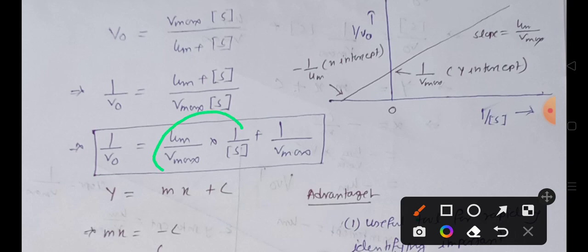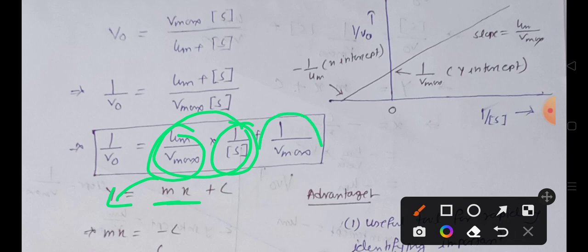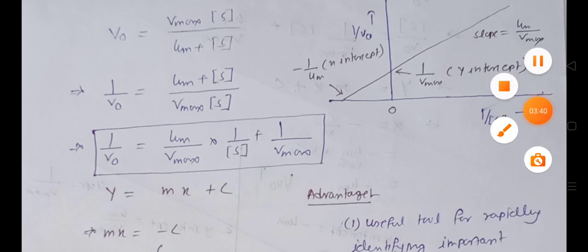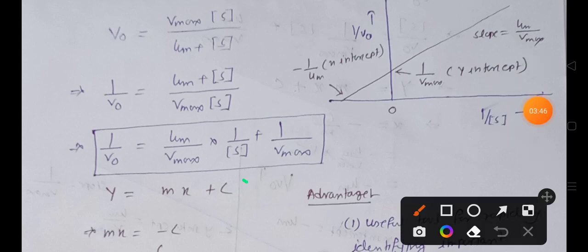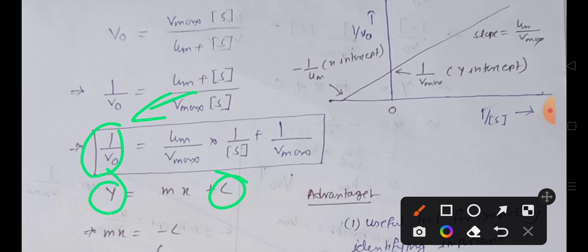So here let's see this particular term. Km by Vmax will be the constant value and 1 by S is the variable, so we will consider this as mx. And remember, the c will again be a constant value, and here we are considering c as 1 by Vmax. Another important thing is that this c is going to be the intercept on the y-axis. And the term which consists of only the variable, we will consider as y.